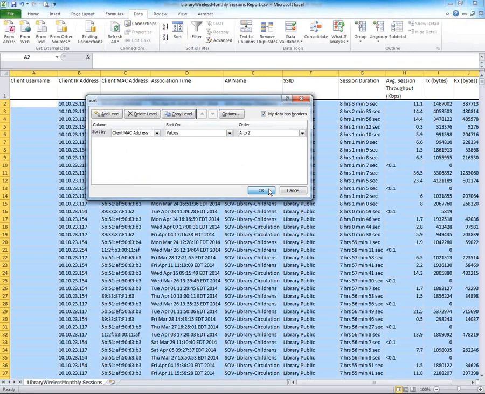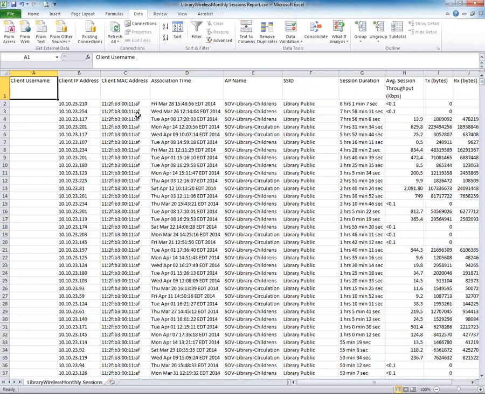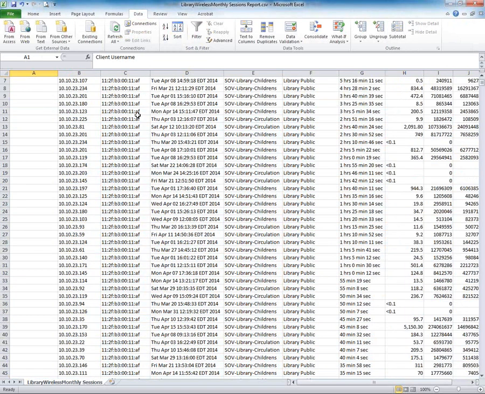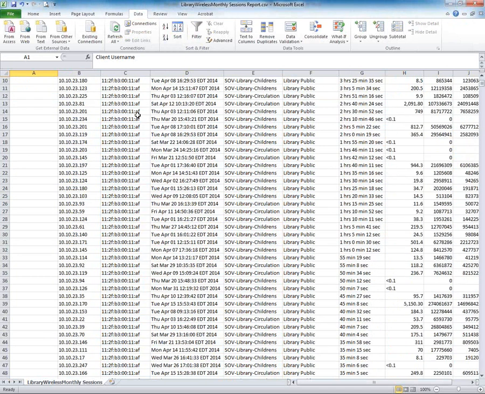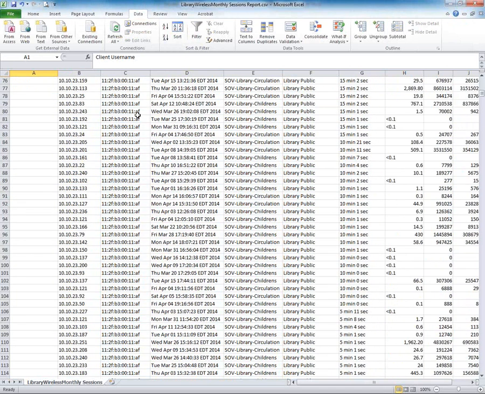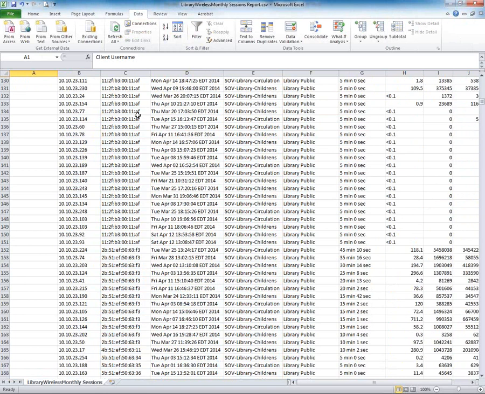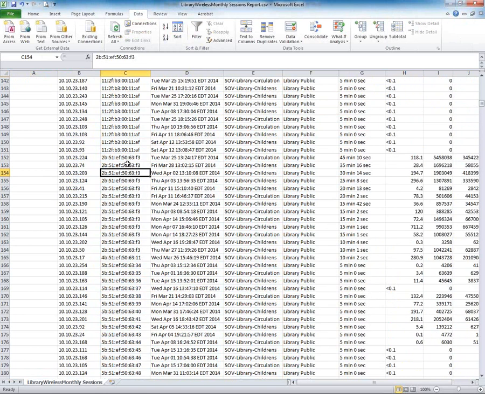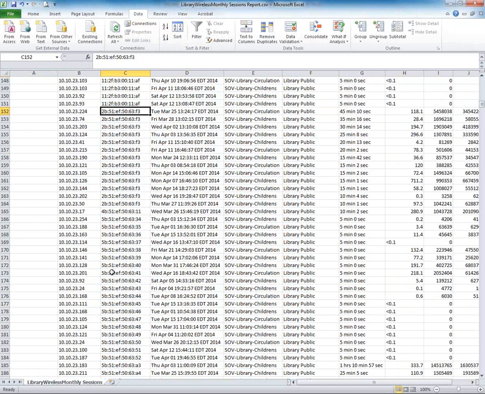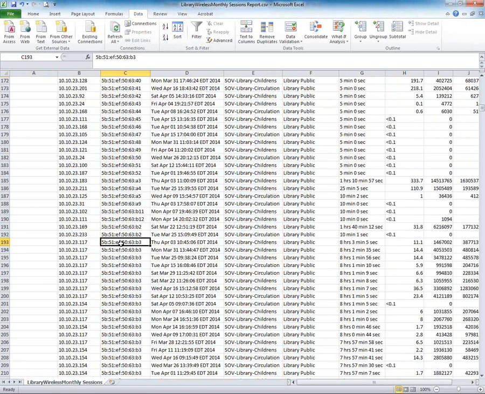and say OK. So what you'll more than likely find is that this particular MAC address probably belongs to a device that a staff member is using, as does maybe not the 2B, because, yeah, they're relatively short sessions. Let's see if we can find some more that have. All right, this one is probably a staff member's MAC address, or maybe a staff member's computer that's using wireless.